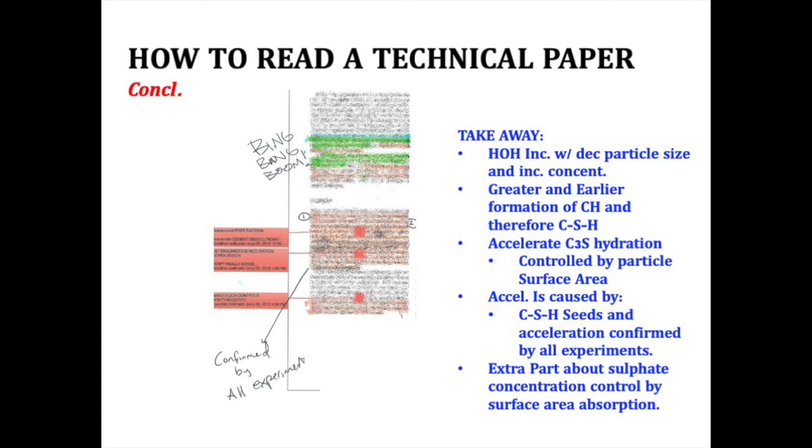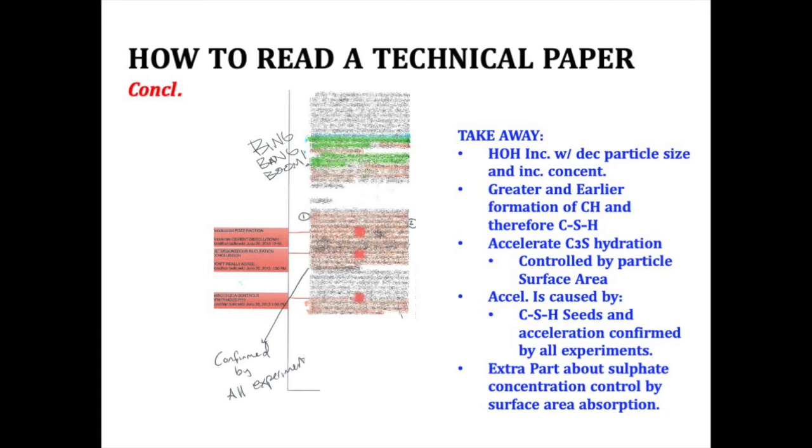Now, this accelerated Portland cement or tricalcium silicate hydrate consumption is what they believed is caused by these calcium silicate hydrate seeds, and an acceleration was confirmed, and all of this was confirmed by the experiments conducted.